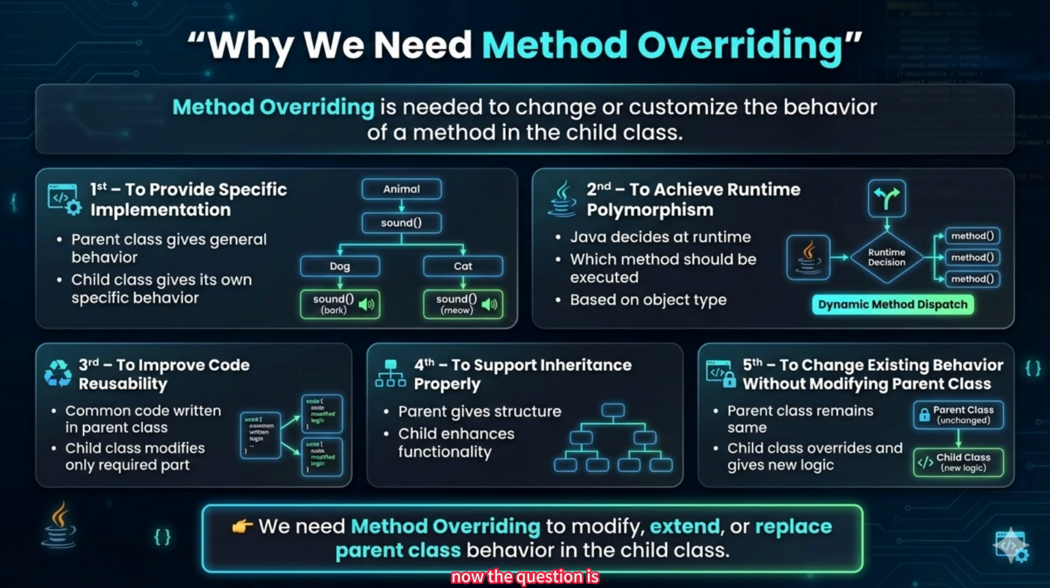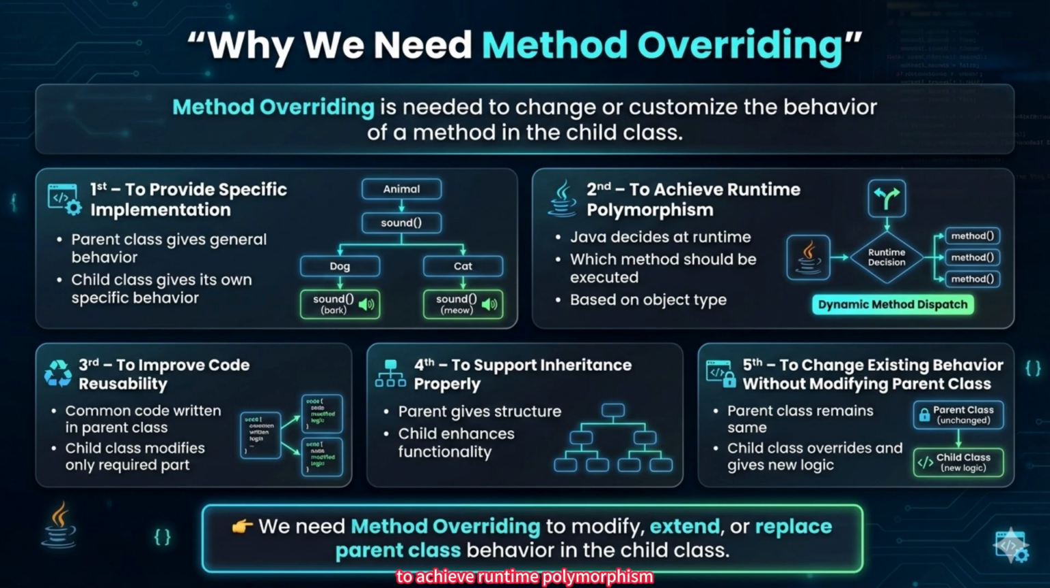Now the question is, why do we need method overriding? Method overriding is needed to change or customize the behavior of a method in the child class. Let's understand the main reasons one by one. To provide specific implementation, parent class gives general behavior. Child class gives its own specific behavior. For example, animal sound, dog sound, bark, cat sound, meow. Here, every child class gives its own version of the sound method.